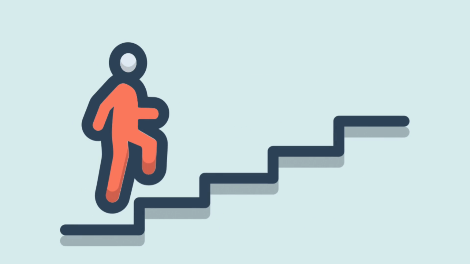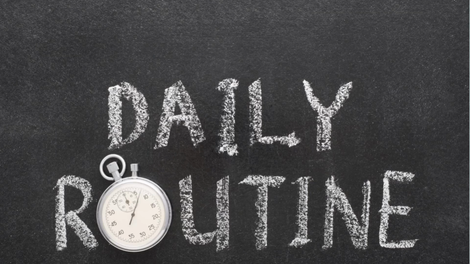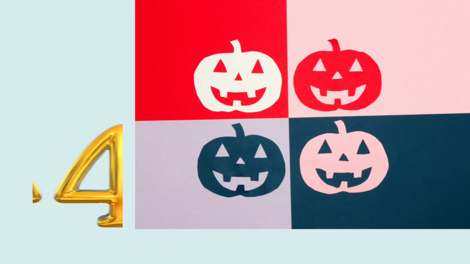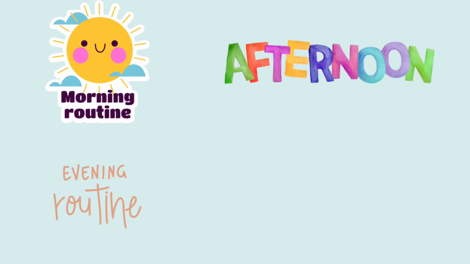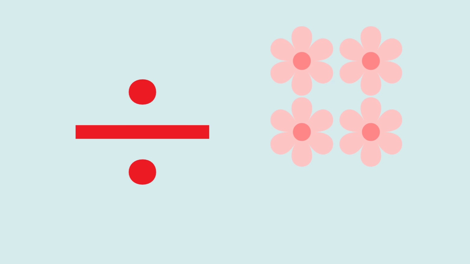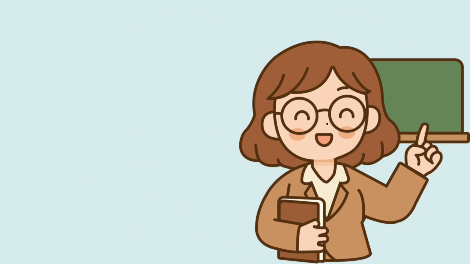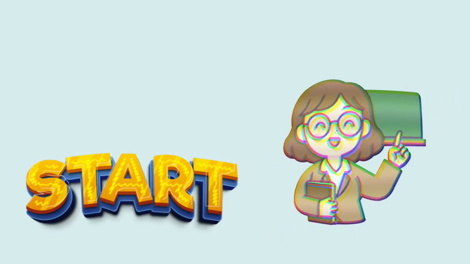As a beginner, whenever you have to tell about your daily routine, always divide your routine into four categories: the morning routine, afternoon routine, evening routine, and night routine. If you divide it like this, it will be easier for you to explain. So, without further delay, let's start with the morning routine.